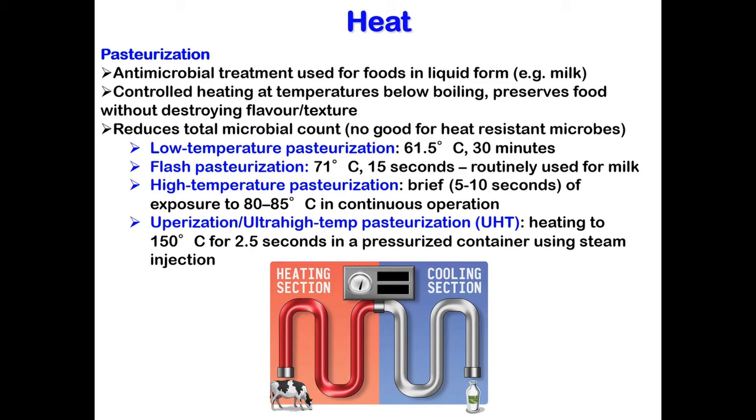And lastly, we have a process where the liquid's heated up to a very high temperature for a very short period. This is called ultra high temp pasteurization, or UHT, where the liquid's heated to 150 degrees Celsius for 2.5 seconds in a pressurized container using steam injection. And you may have heard of UHT milk. This is produced by the UHT method and packaged in sterile sealed containers, and these can be stored without refrigeration for months. Although after opening, the spoilage time for UHT products is similar to that of conventionally pasteurized products.